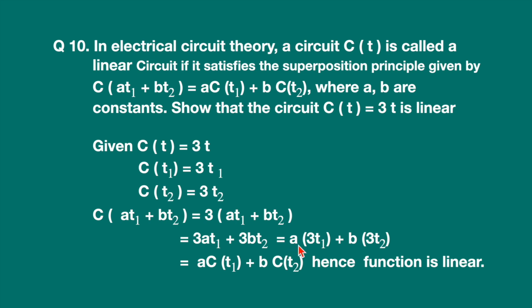Now write down in this form: a into 3 t1, why are we writing like this? Because we know the value of C(t1) is 3 t1. So write down a into 3 t1 plus b into 3 t2. Now this is equal to, substitute, a C(t1) plus b C(t2). Okay, we have substituted, and this is nothing but the RHS. So we can see that LHS is equal to RHS, hence the function is linear.